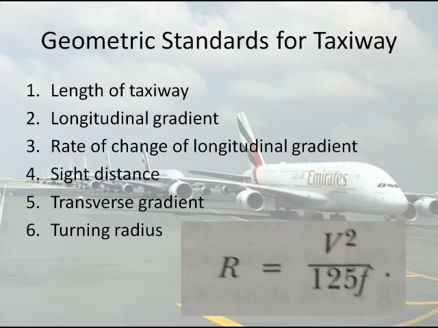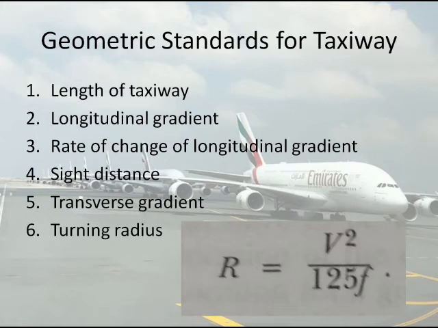Next, we move on to our third point, that is rate of change of longitudinal gradient. The available sight distance on the pavement is affected by the rate of change of longitudinal gradient. The maximum rates of change of slope for a 30-meter length of vertical curve are recommended by ICAO as follows. For A, B and C type of airports, it is 1%. For D and E type of airports, it is 1.2%.